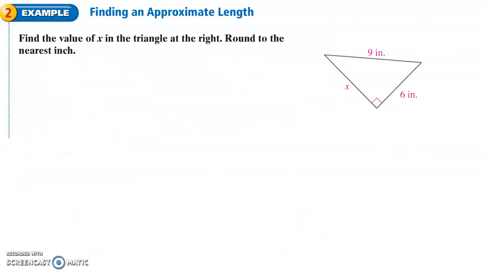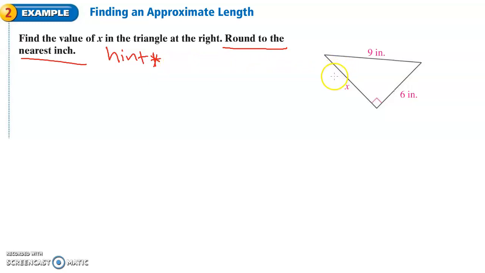Now, example 2 asks us to do pretty much the same thing, but they ask you to find the value of x, the missing side, and to round to the nearest inch. So this is kind of a hint that it is going to be a non-perfect square, because they're asking us to round, which means that it's probably not going to be exactly the square root of a perfect square. So let's go ahead and figure this problem out.